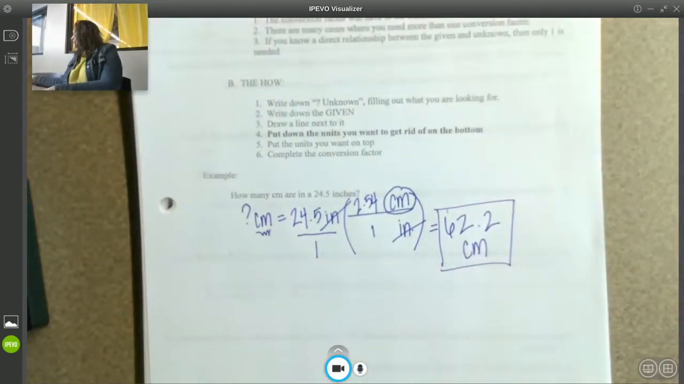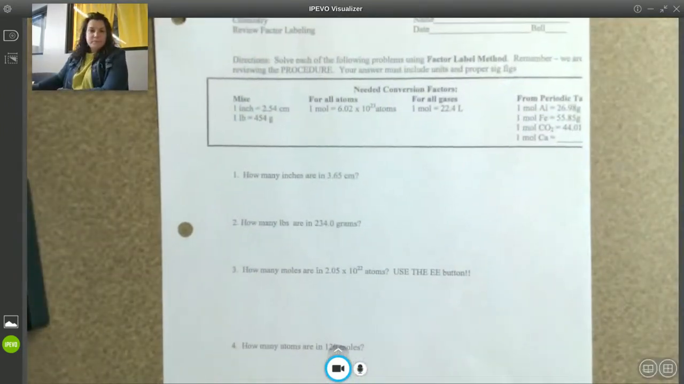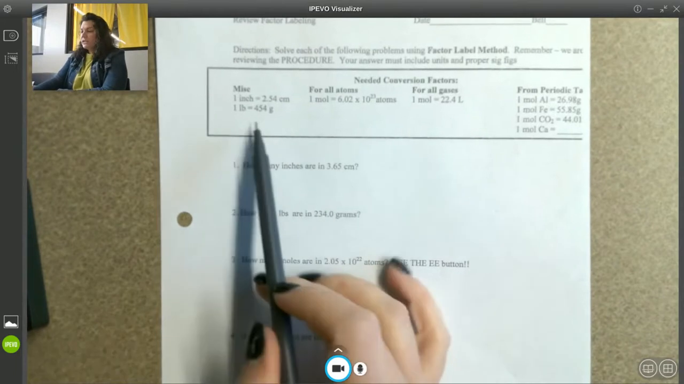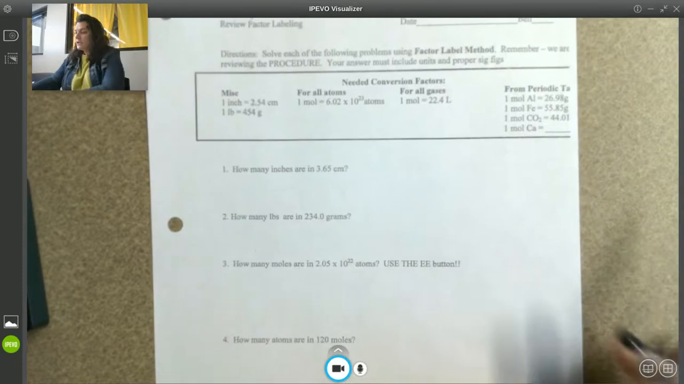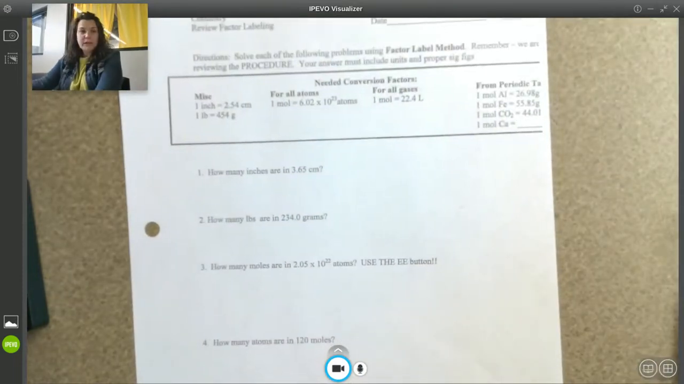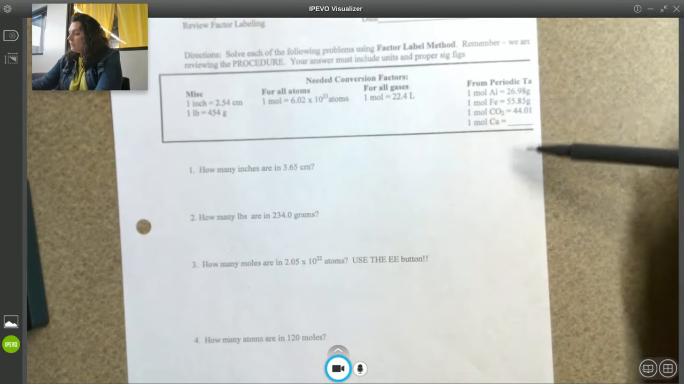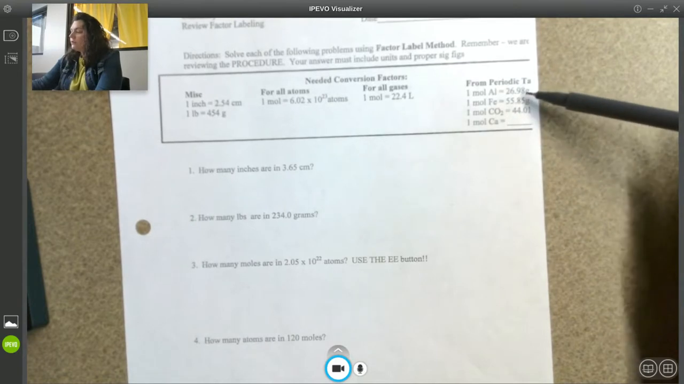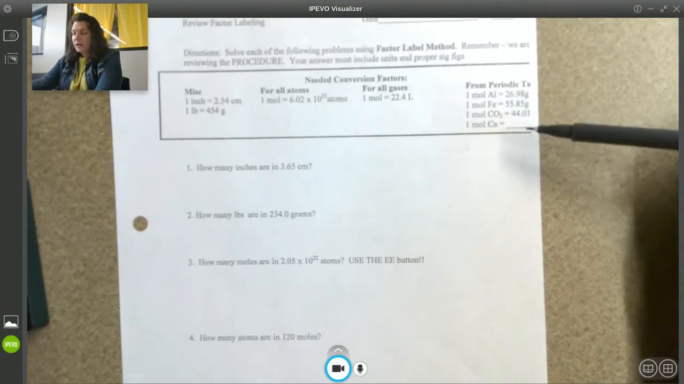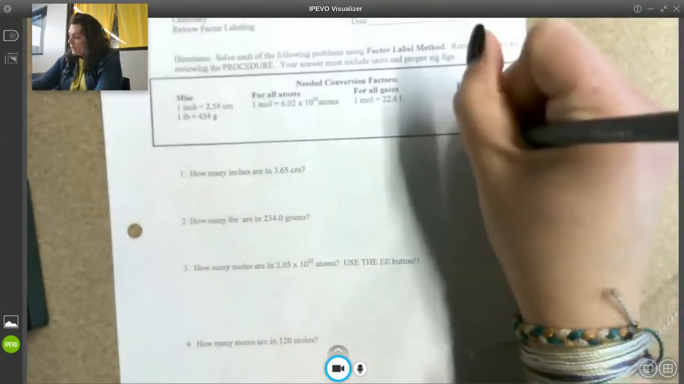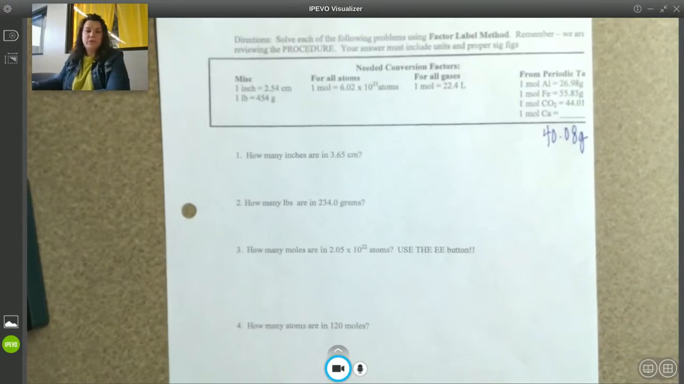Okay, let's look at some other practice problems that you're going to be working on as your assignment. The first thing that we're going to look at here is that you have given conversions up here. So you're given all of these conversions. The only one you're not given is for every 1 mole of calcium. If I was to look at the periodic table, I would see that for every 1 mole of aluminum, its mass is 26.98. Same for iron, same for carbon dioxide. So if I look at calcium, calcium's molar mass is 40.08 grams. All right, so let's look at the first question.